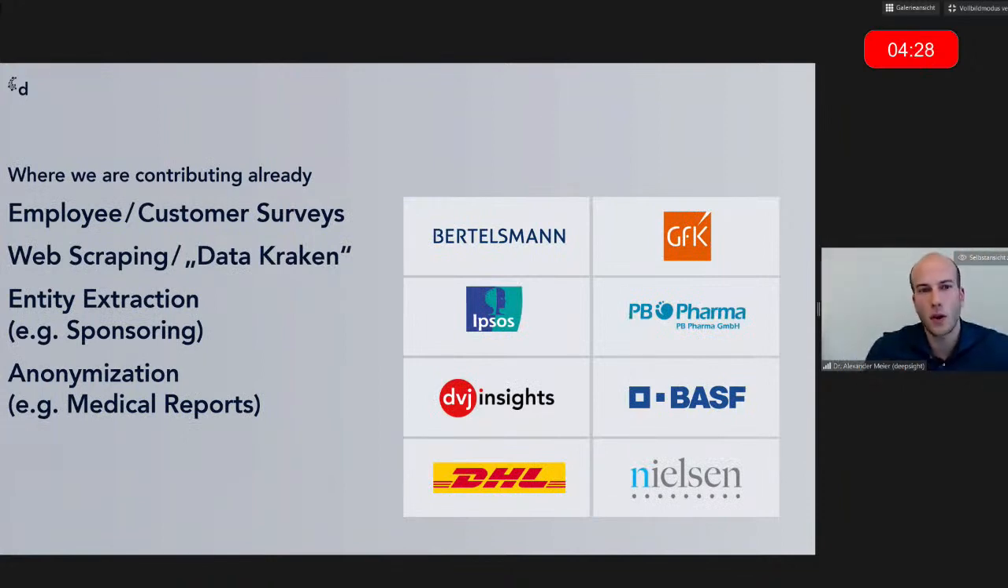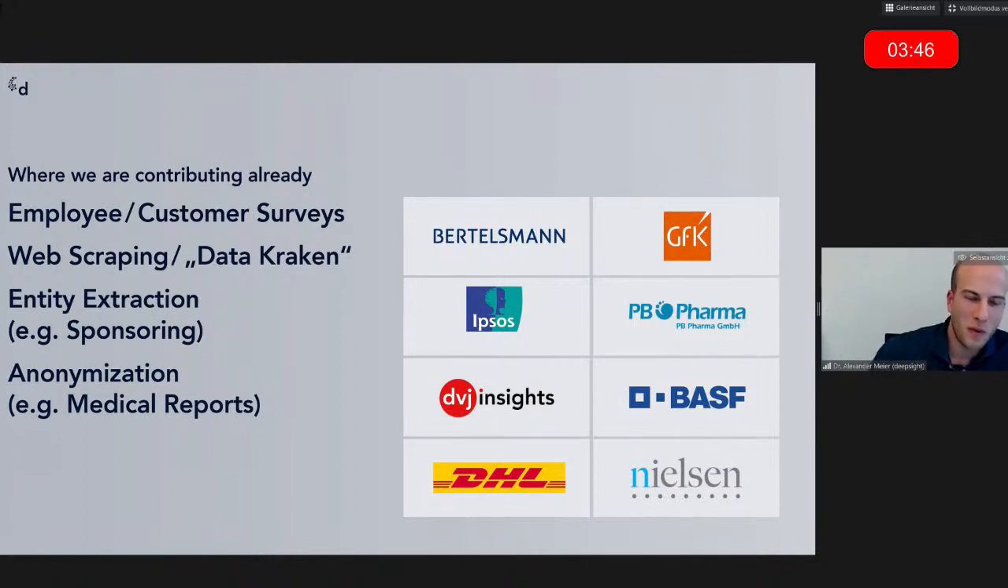We started with employee and customer surveys. So we semantically analyzed the text from open questions like, why would you recommend this product, or what is working well in the company? We additionally did a lot of web scraping with online and offline data, which quickly turns into a data kraken. And in that relation, we did entity extraction. So if you have news articles online and you would like to know, for example, who's sponsoring a sports team, for how much, for which duration, et cetera. And in that sense, we also do anonymization, like kicking out personal data from medical reports or surveys.